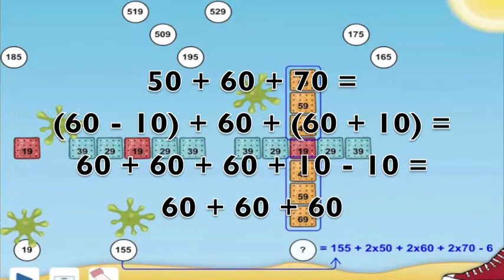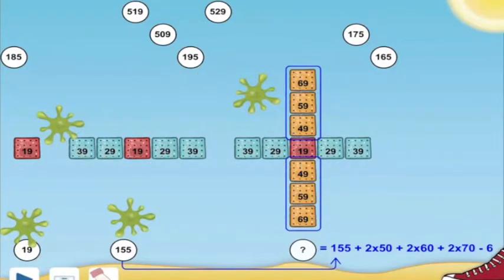Now we're going to group together the 60s to get 60 plus 60 plus 60. Then we have the plus 10 when we made 70 from 60, and the minus 10 when we made 50 from 60. Well, the 10 minus 10 cancel each other out, make 0, and we end up with 60 plus 60 plus 60. So the sum of 50 plus 60 plus 70 is the same as summing 3 60s. We can use this to help us simplify our calculation as follows.